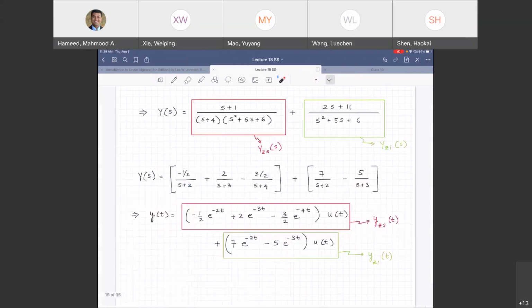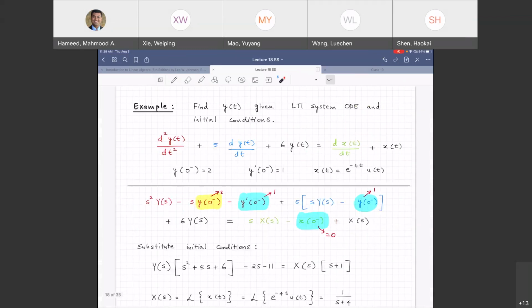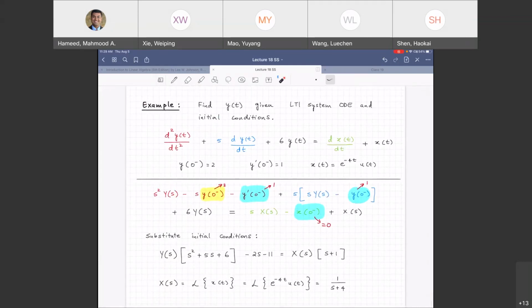Rewrite y of s. When you rewrite y of s, you will see that you get s plus 1 divided by all of this. And you will also get 2s plus 11 divided by all of this. And you can actually separate this out into 2 blocks. One is for zero state, one is for zero input. How are you able to do that? You are able to do that because you can keep track of which ones are coming due to the unilateral Laplace transform, right? So for example, these four terms are the only ones that are appearing because of the initial conditions.